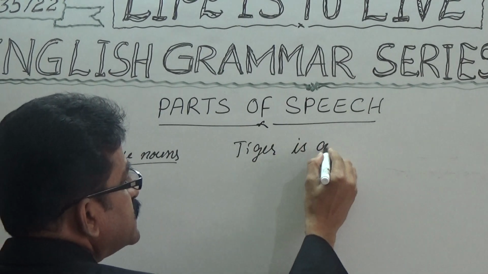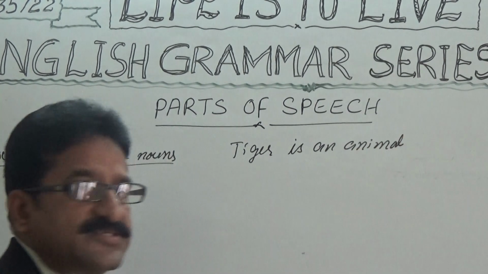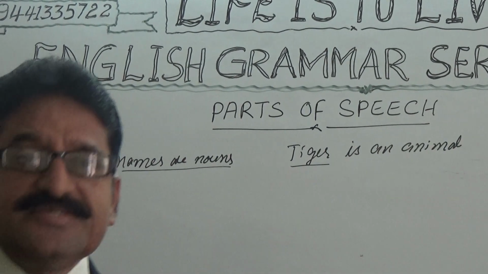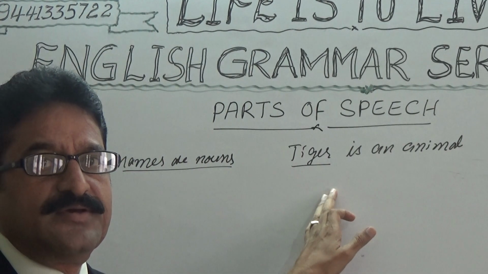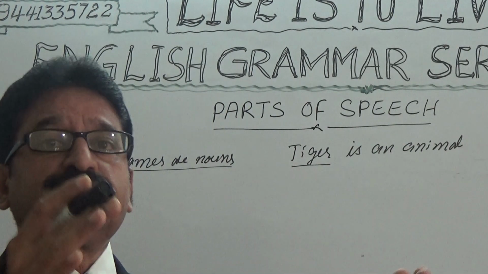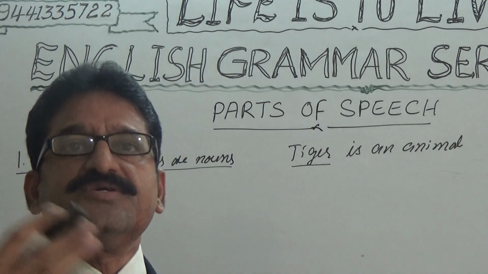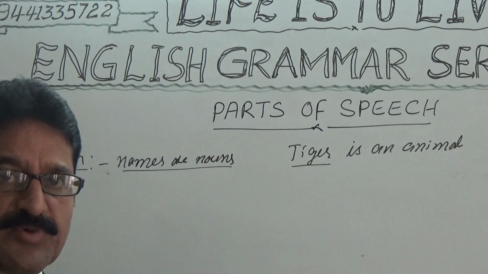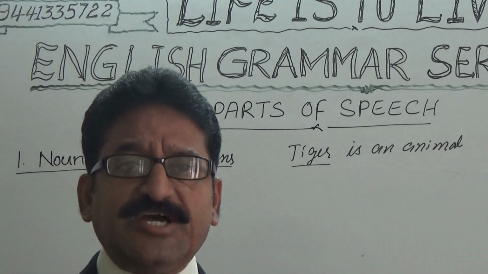tiger is an animal, isn't it? Here you take the noun. Tiger is a noun, name of an animal. Ashoka is an emperor. Ashoka, name of a person. Rose is a flower. Rose is a name, noun. So like that, name of a person, name of a place, name of an animal, name of a thing, whatever it might be.